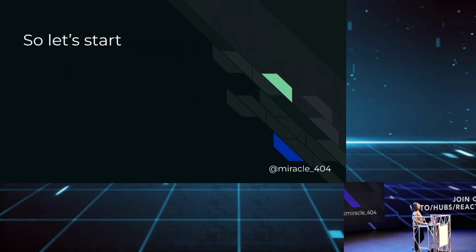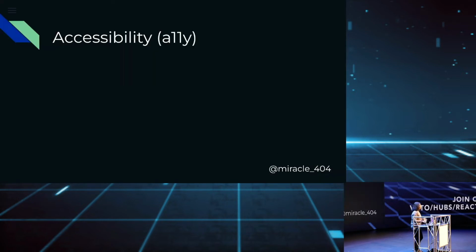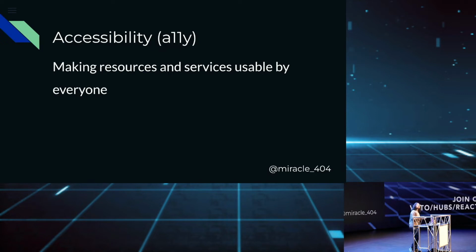So let's start with some definitions. What exactly is accessibility, or A11Y? A11Y is basically the numeronym for accessibility, where 11 refers to the number of letters between A and Y. It means making resources and services usable by everyone. There are multiple types of disabilities in this world, and disabled users use different types of assistive technologies to access the web, like screen readers, keyboards, switches, braille, screen magnifiers, and a lot more.